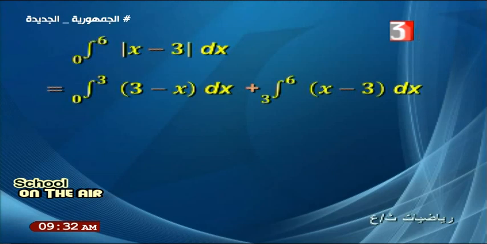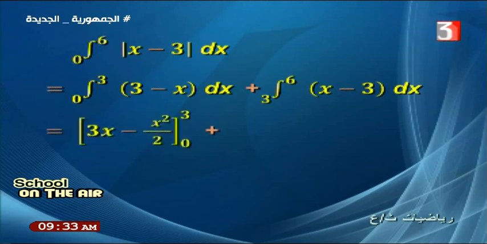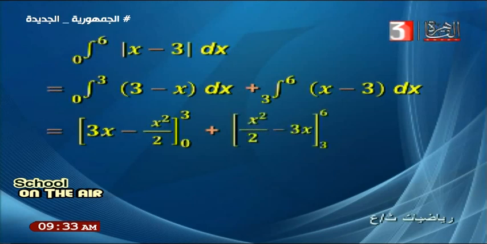Then the definite integral of absolute x minus 3 dx equals the definite integral of the function 3 minus x dx from 0 to 3, plus the definite integral of the function x minus 3 dx from 3 to 6. For the first term, the integration of 3 equals 3x, and the integration of negative x is negative x power 2 over 2, from 0 to 3, plus the integration of x minus 3 dx from 3 to 6, which equals x power 2 over 2 minus 3x from 3 to 6.